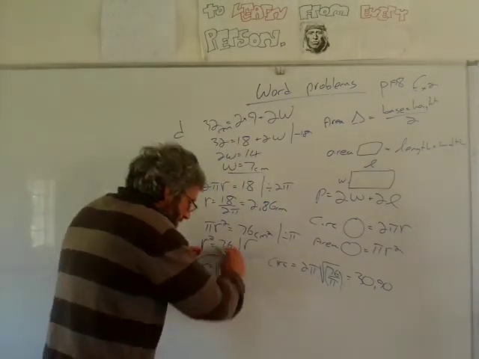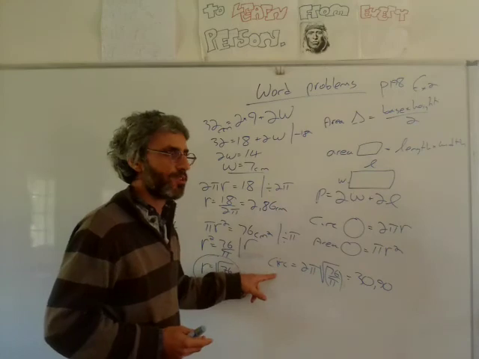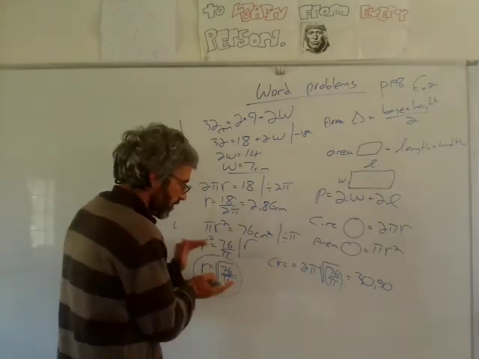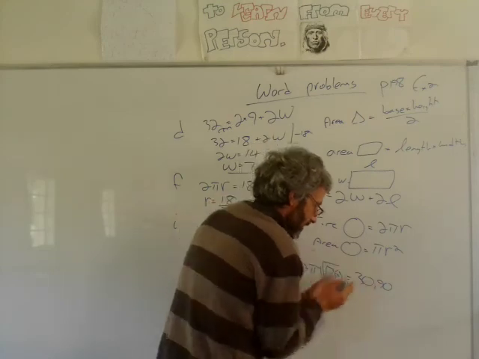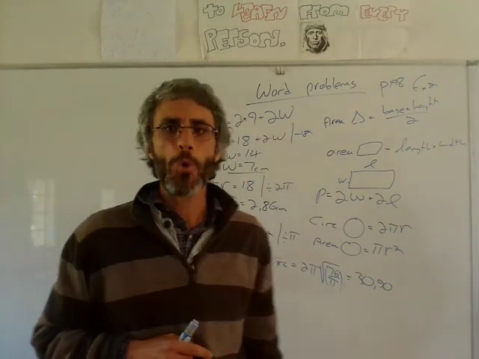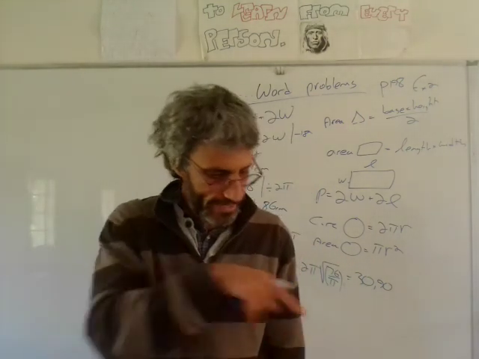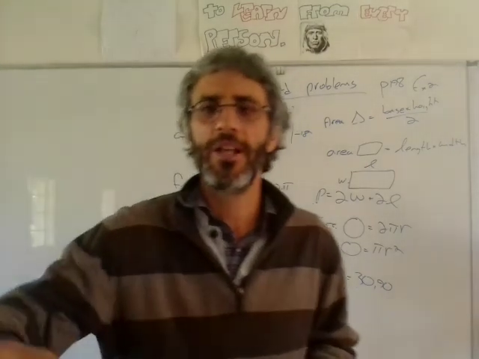Because they didn't ask you to find r, they asked you to find the circumference, just keep that, don't put that in the calculator. Put the whole expression into the calculator here, and then you can round off only at the end. That's it, guys. I'll leave you a few questions to do here. Easy peasy.